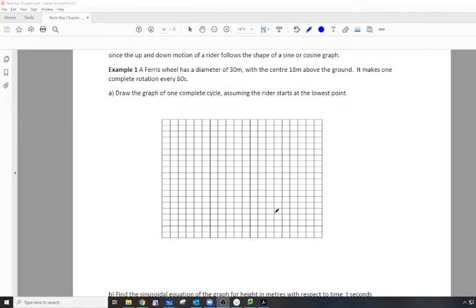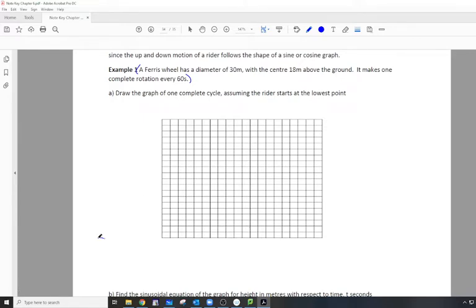So for this first example, we have a Ferris wheel that has a diameter of 30 meters with a center 18 meters above the ground, making one complete rotation every 60 seconds. This is all the information we need to make a graph of this sinusoidal function and then come up with its equation. So the first thing is I'm going to draw you a Ferris wheel.